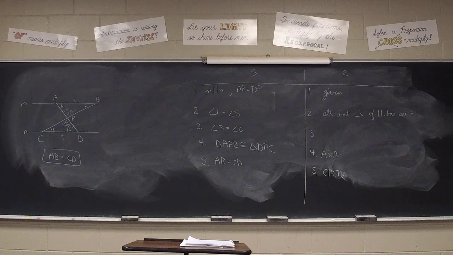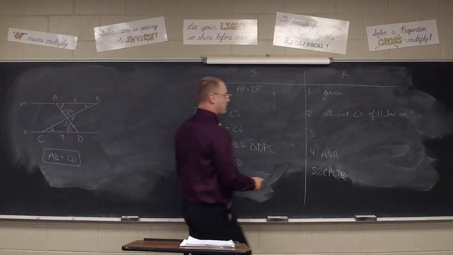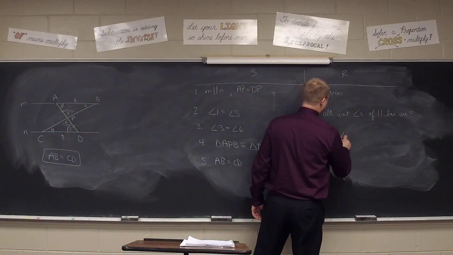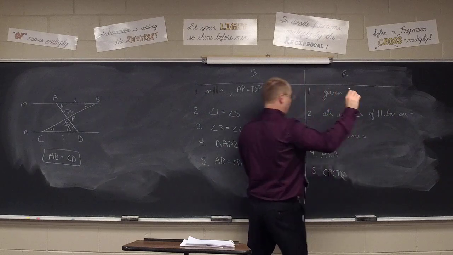Vertical angles are equal. Vertical angles are equal. And there we go, the entire proof is done already. How many had a perfect proof?